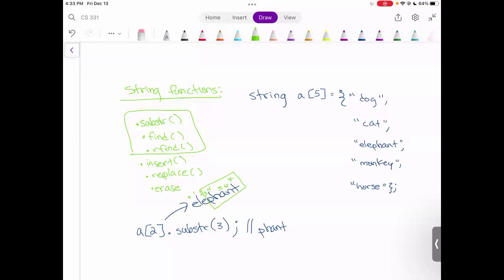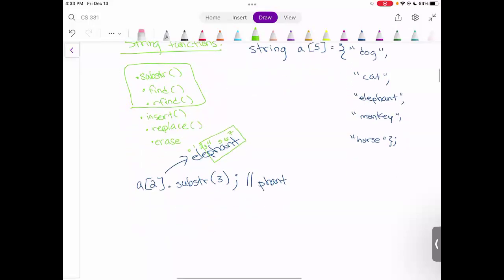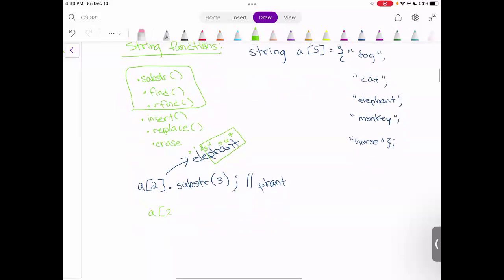Sometimes they will give you a second parameter. They can say this means start at 3 and the length is 2. So if it was this, it would just be PH because that's a length of 2.